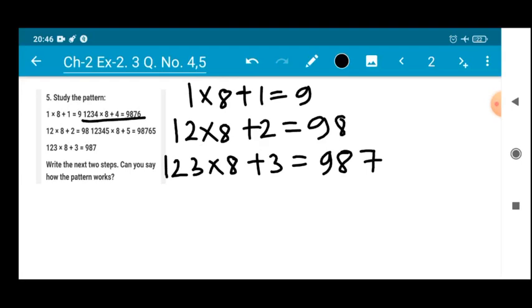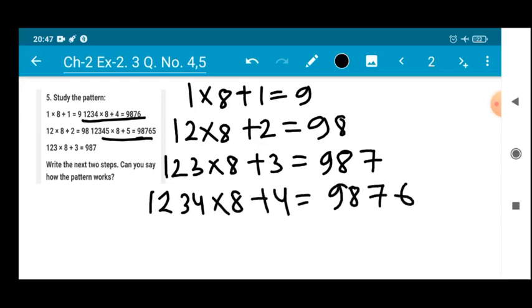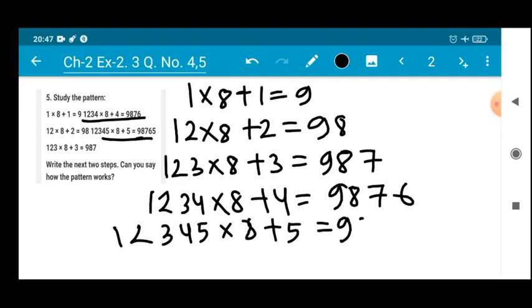So most of the students may get confused because of the question, but this is the pattern actually followed. Okay, 1234 into 8 plus 4 is equal to 9876. Then we have 12345 into 8 plus 5 is equal to 98765. You people must be confused. So what is this number? What is this, sir? I'm not understanding. But this is a pattern which you have to understand. It's very simple. Each step you have to go through and find.